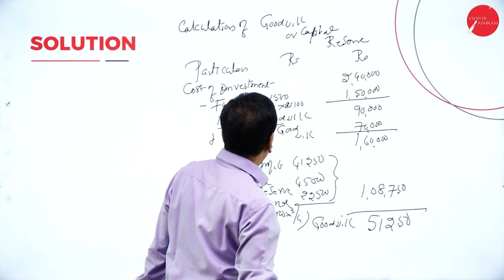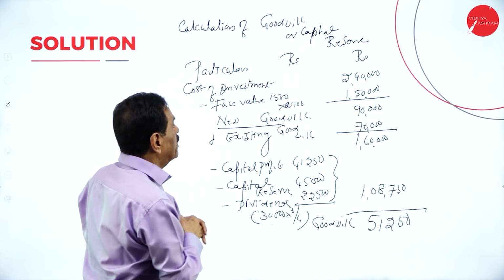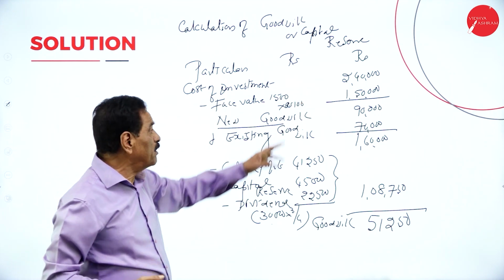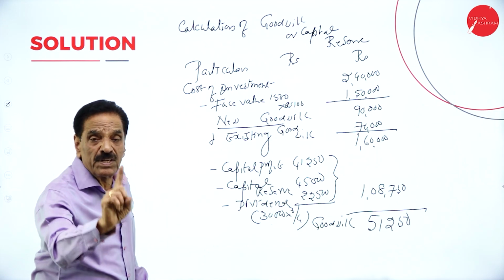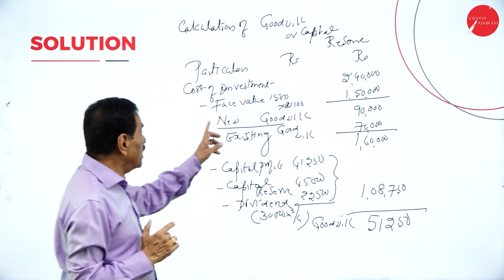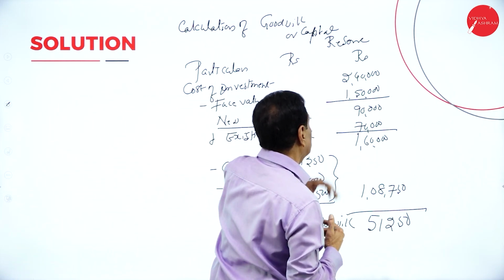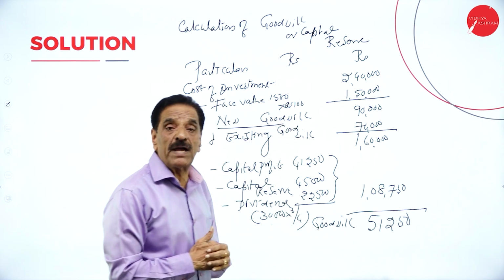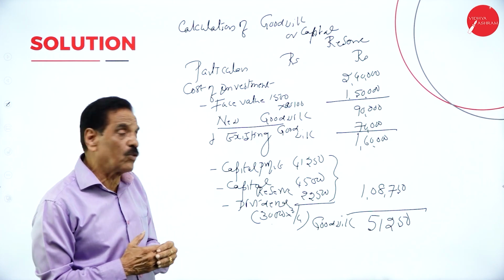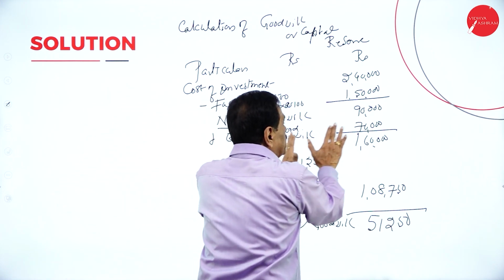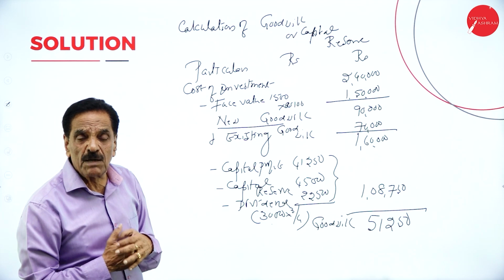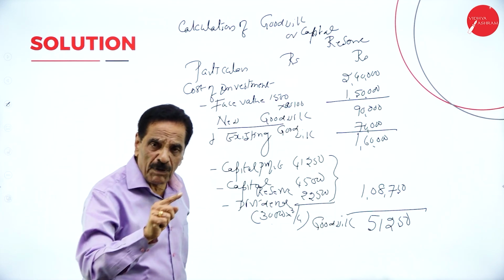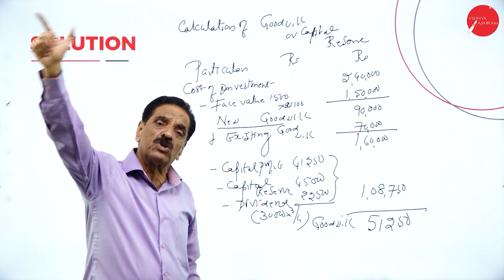Then come back here. Calculation of goodwill or capital reserve. You paid for the 1,500 shares. How much money have you paid? 2,40,000 you have paid. Minus face value of 1,500 shares, only 1,50,000. So how much excess did you pay? 90,000 is the new goodwill. Already existing in the balance sheet is 70,000. Totally it becomes 1,60,000.